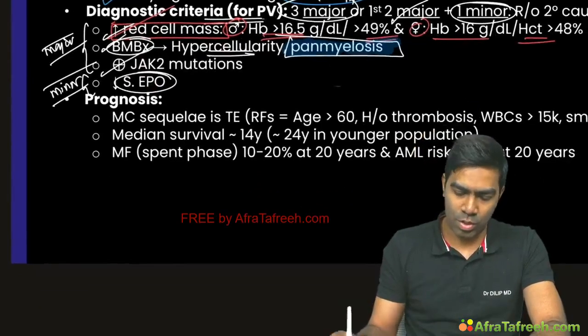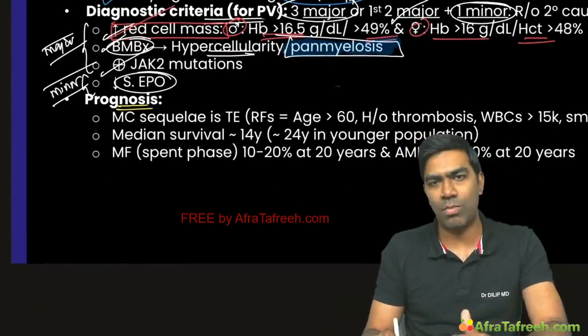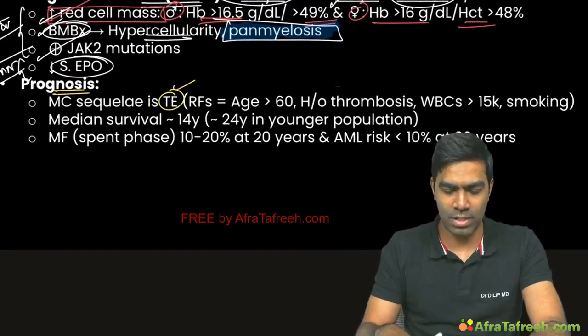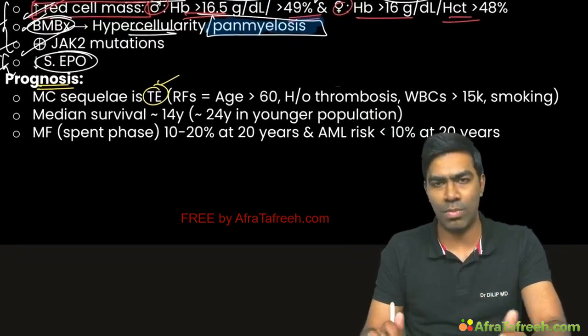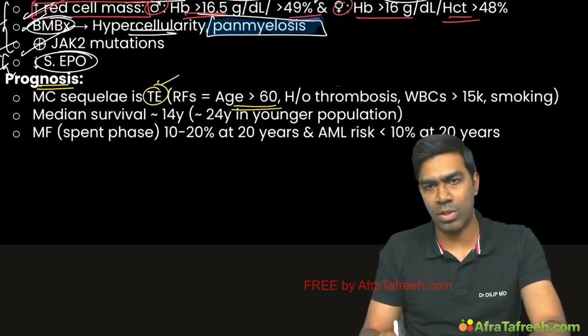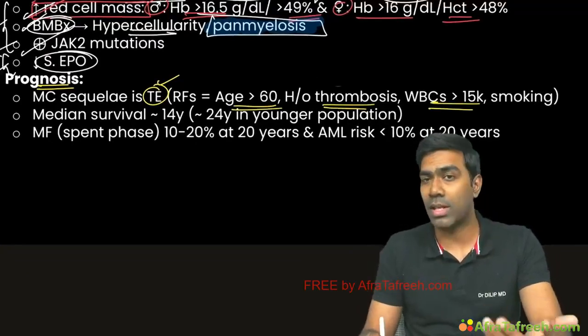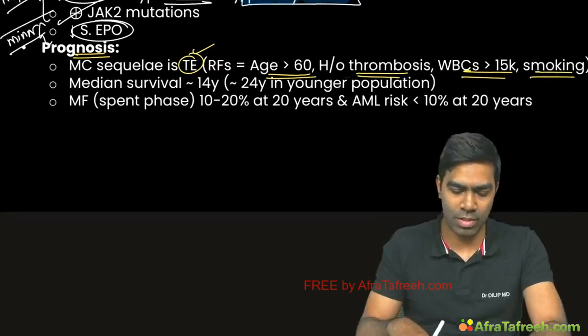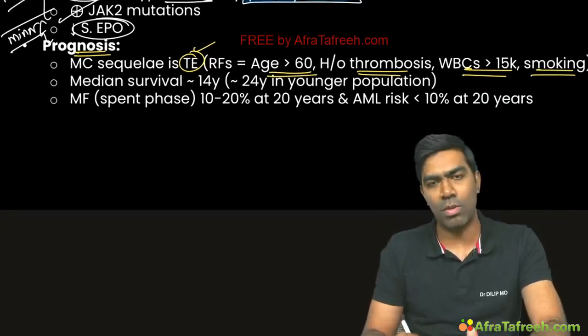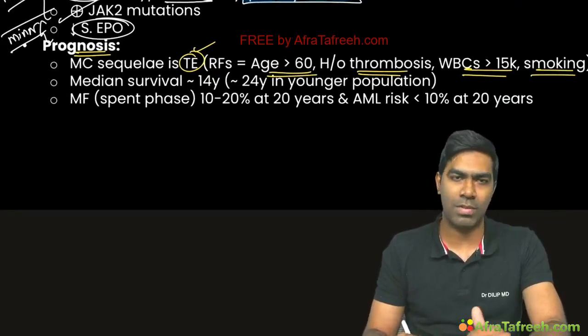And what about the prognosis? The most common sequelae of polycythemia vera is thromboembolic manifestations. Very important point. What are the risk factors for thromboembolism? Elderly patients, age more than 60. Number 2, history of thrombosis. Number 3, high WBCs like more than 15,000. Number 4, smoking. These are the 4 important risk factors for thromboembolic manifestation in the setting of polycythemia vera.